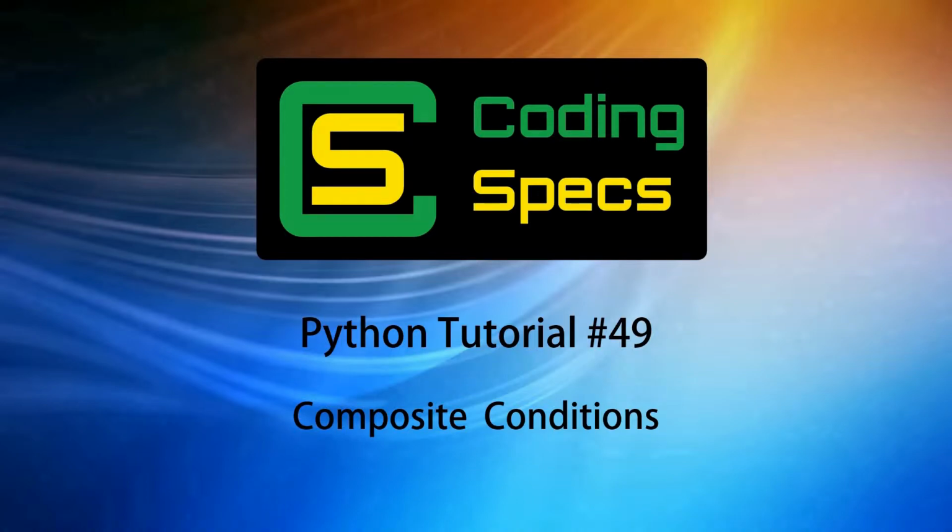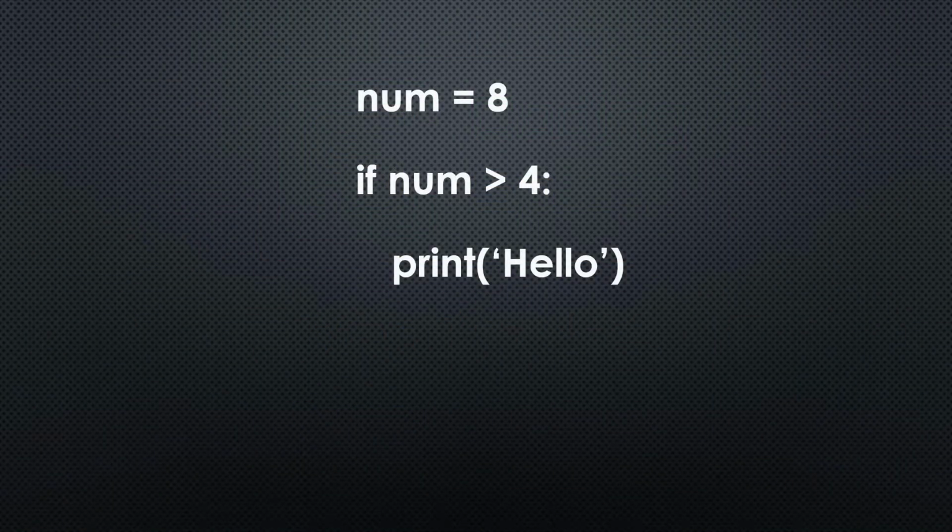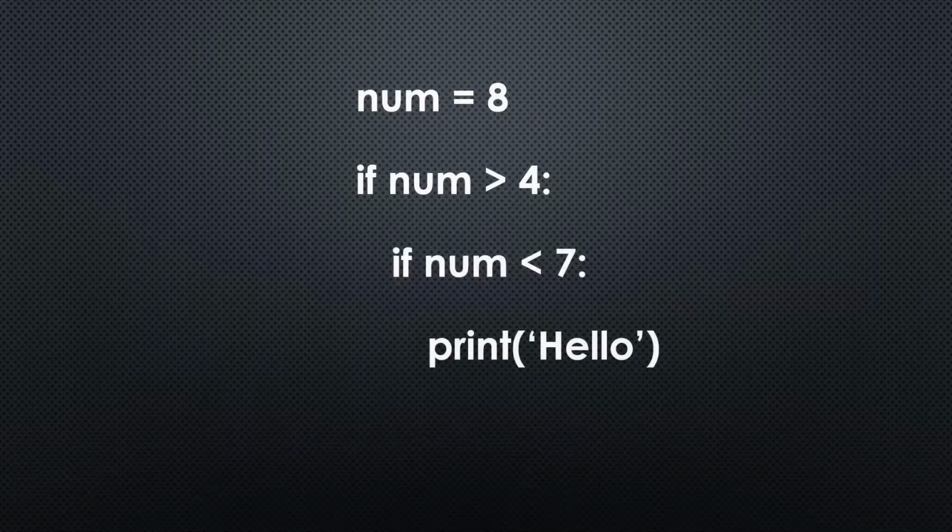For example, let's look at this piece of code. Here we have a number and an if statement. So if the number is greater than 4, we print hello. But what if we wanted to print hello only if the number is between the values of 4 and 7? Well, we could write a second if statement nested inside the first, which enforces the second condition.